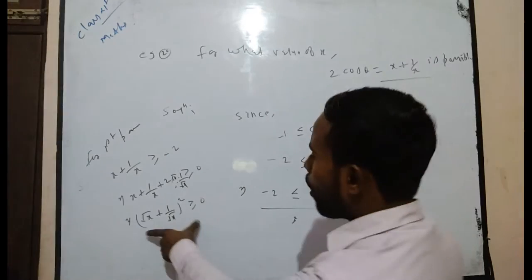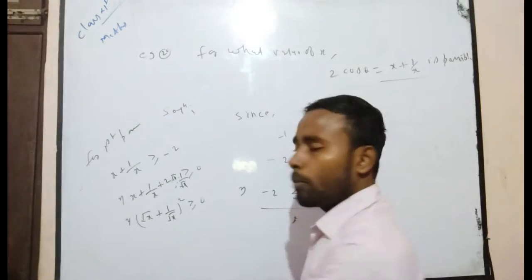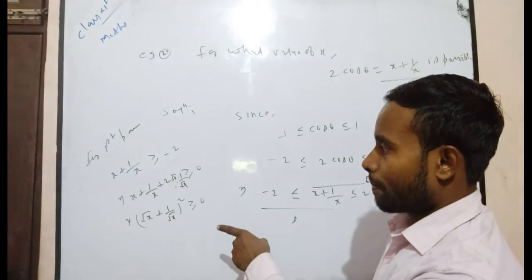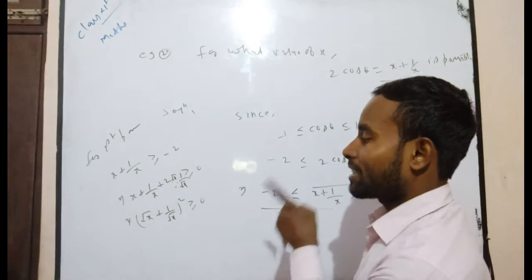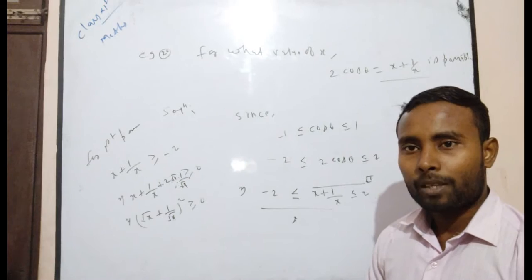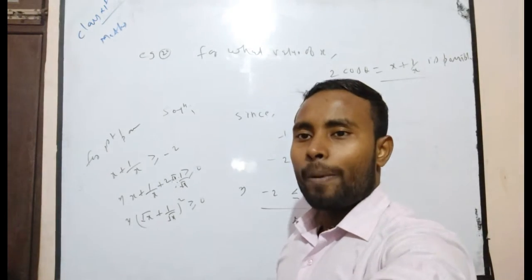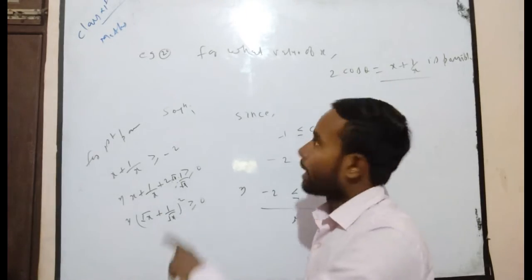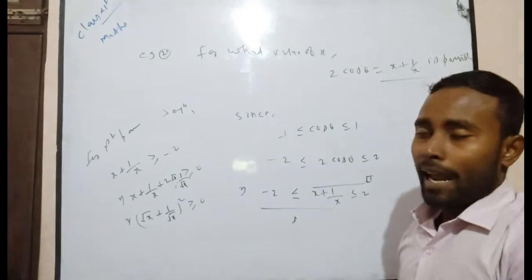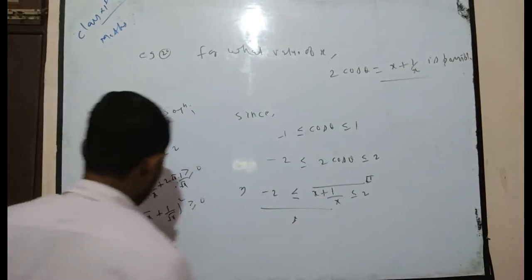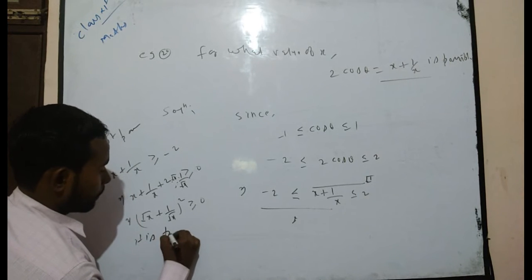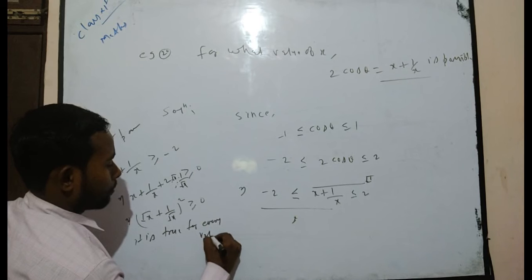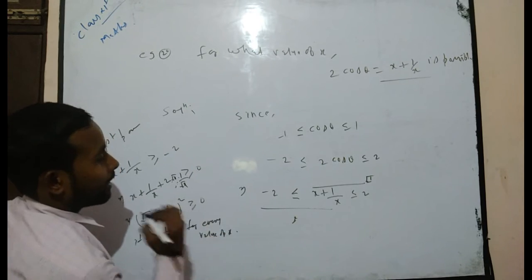For which value of x is it true? You can say here it is true for all values of x except 0, because at x equal to 0, 1 upon x is not defined. So you can say that it is true for every value of x.